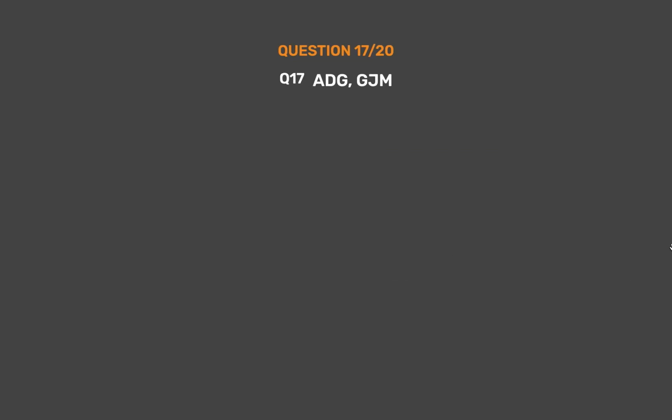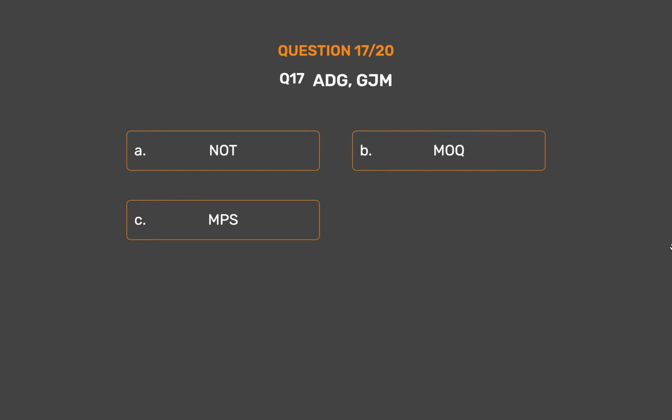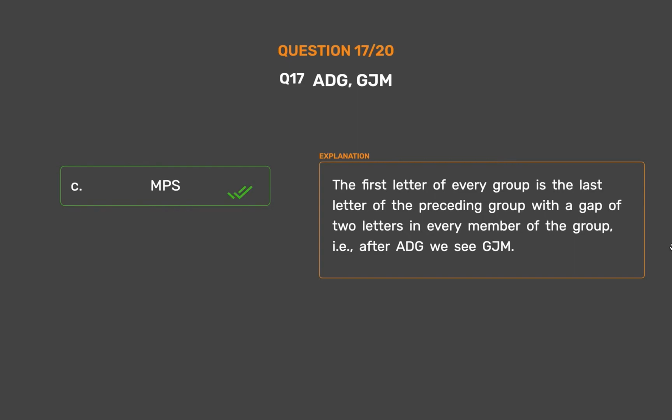Question number 17. ADG, GJM. Option A, NOT. Option B, MOK. Option C, MPS. Option D, WTO. The correct answer is option C, MPS. The first letter of every group is the last letter of the preceding group with a gap of 2 letters in every member of the group, i.e., after ADG we see GJM.